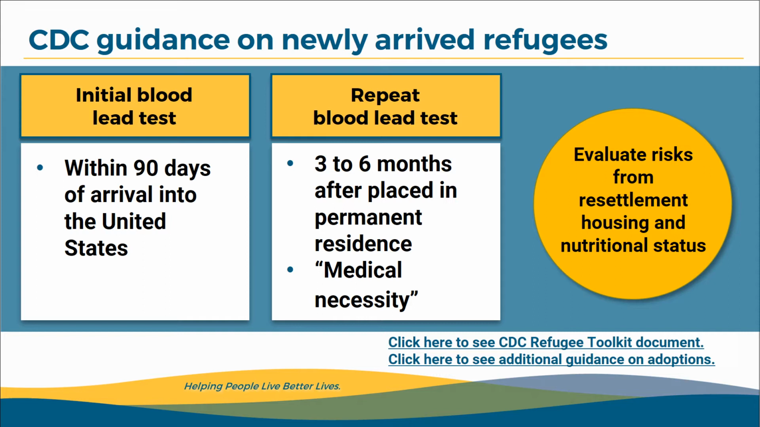This makes repeat blood tests a medical necessity. Children with refugee status are eligible for Medicaid for at least 8 months after arrival in the United States. CDC has provided a toolkit with additional guidance on working with refugee populations. It also has additional guidance for families who are adopting children from overseas. Click on these links to see more.